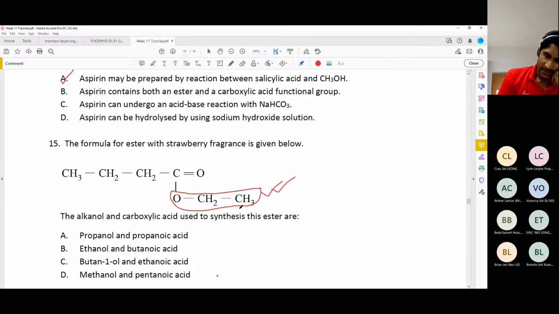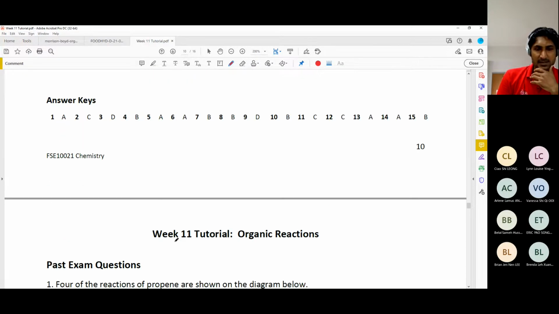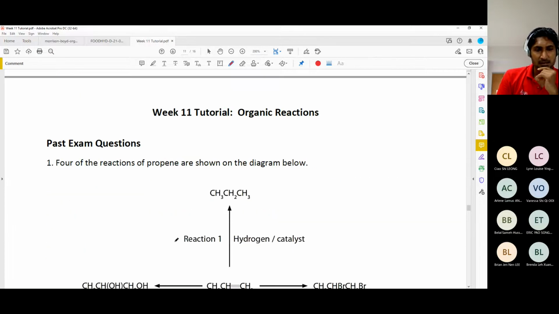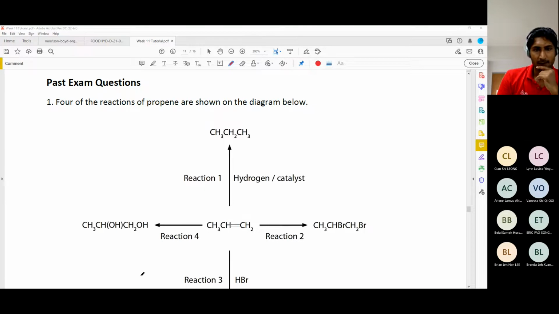And if it is coming from alcohol, what alcohol could it be? Methane, ethane, right? This is ethanol. And this part is coming from 1, 2, 3, 4 carbons. So that means methane, ethane, propane, butane, it is butanoic acid. So ethanol and butanoic acid reaction. Okay, so this is the self-testing question. Before I move on to the past exam question, does anybody have any question so far for today?